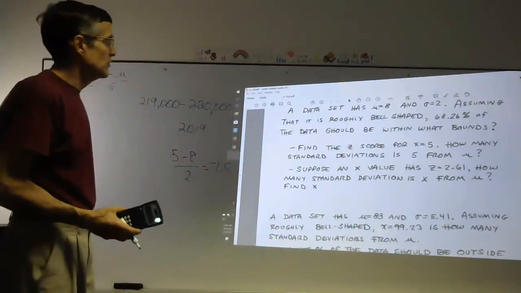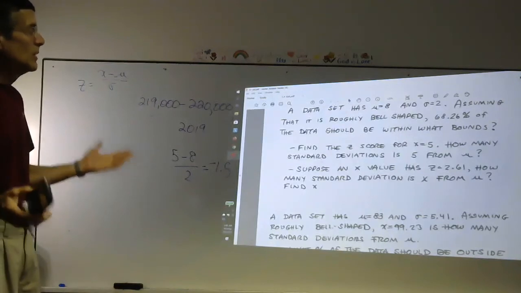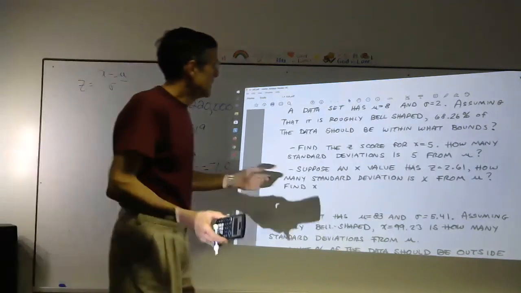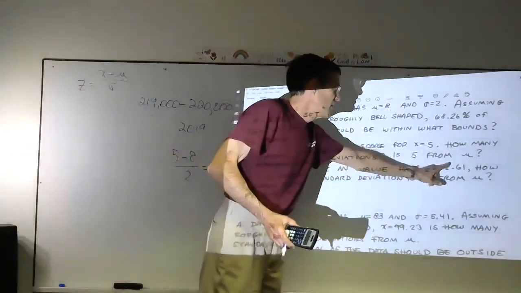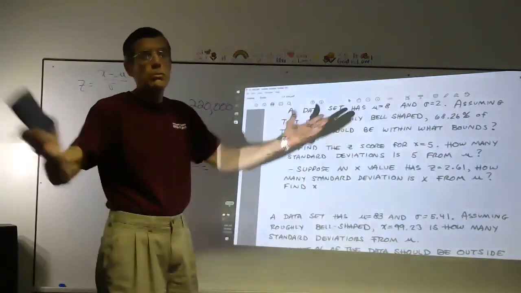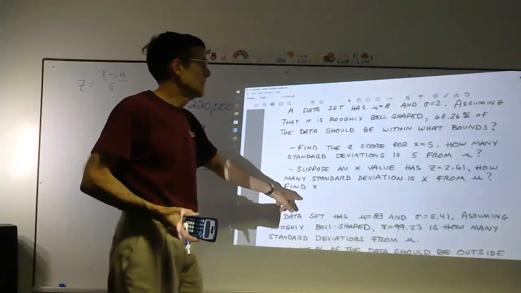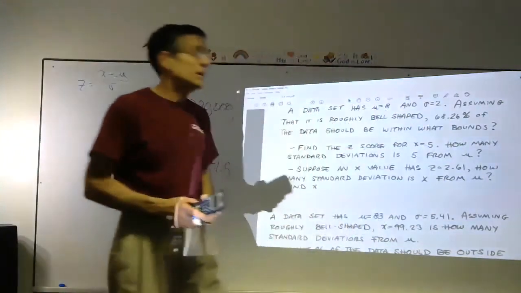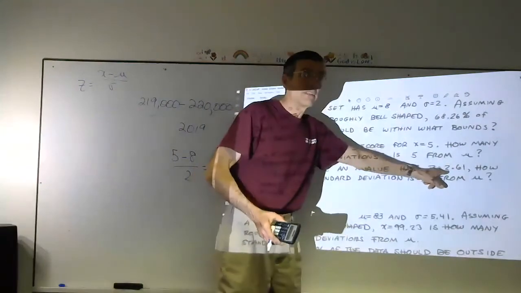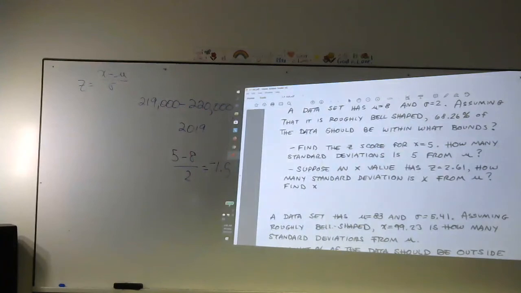Suppose an X value has a Z of 2.61. This is just like the frog problem. How many standard deviations is X from mu? Well, the Z tells you how many standard deviations. It's 2.61 standard deviations away from the mean. So what is that X value? You would want to do 2.61 of these, take it times 2 and add it on to 8. Why add it? Because it's positive. That'll make it bigger, right? If it was negative, you'd subtract it from 8. Let's go on down.